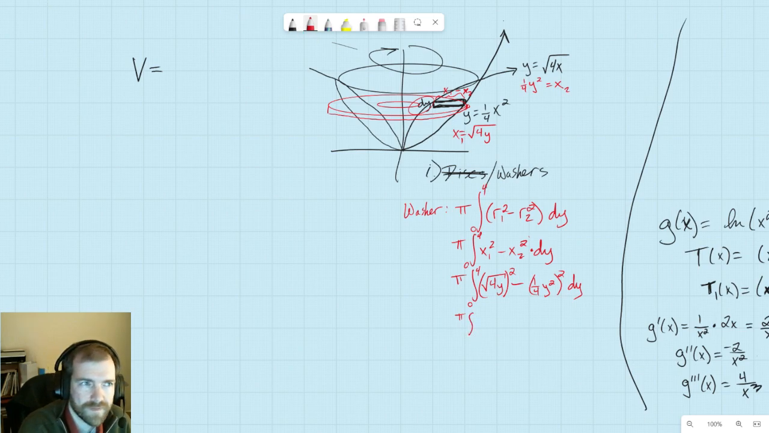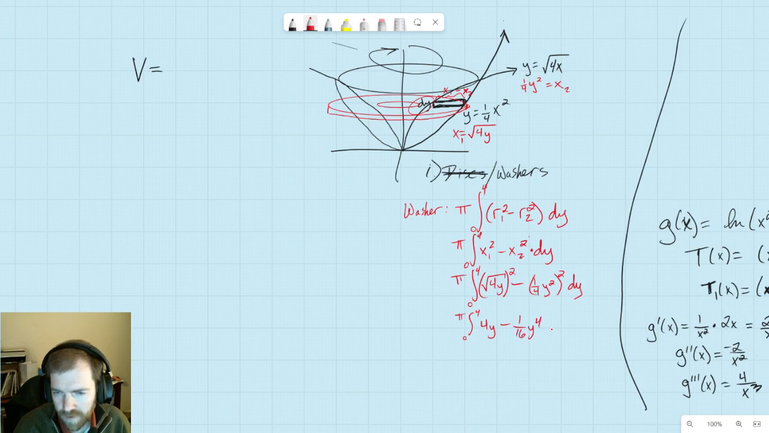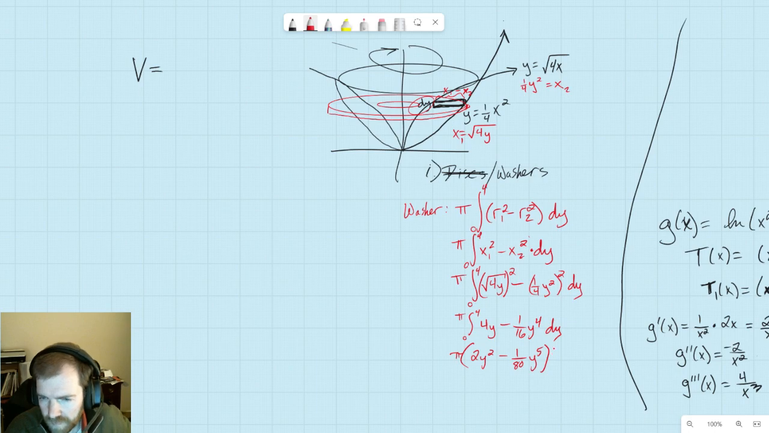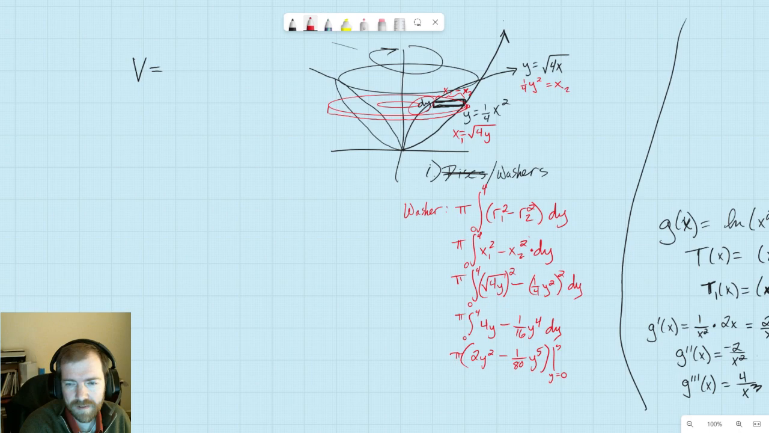So here this is 4y, and then minus here we've got a 1/16 y to the 4th dy. So then we got pi times, here 4y becomes 2y squared, minus, we're raising this to the 5th, this is going to be 1/80th y to the 5th, as we go from y equals 0 to 4.